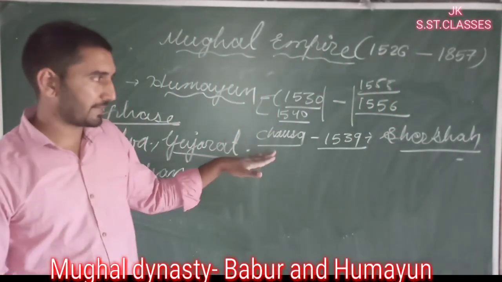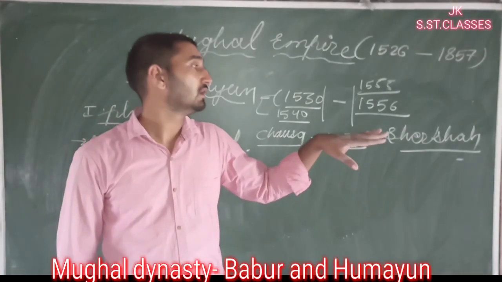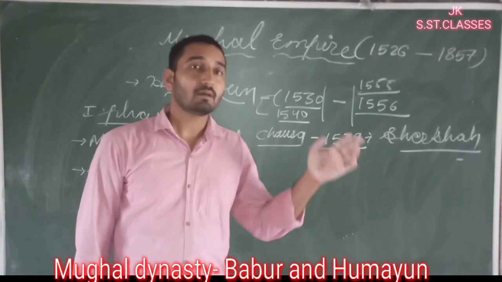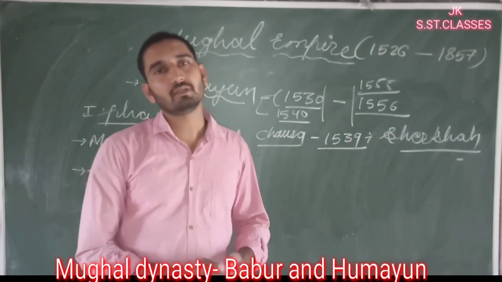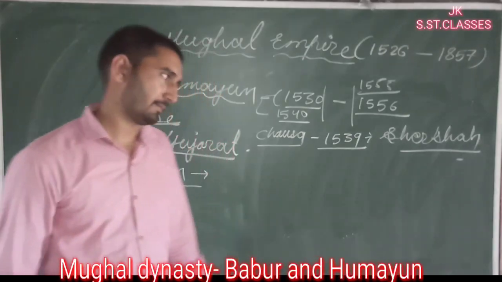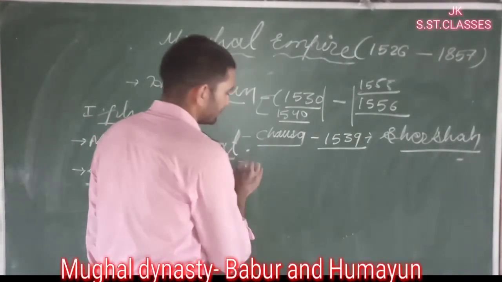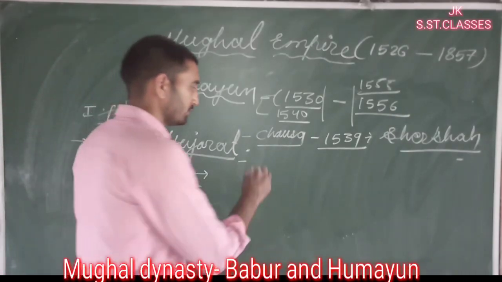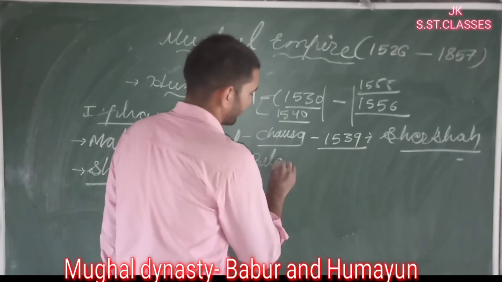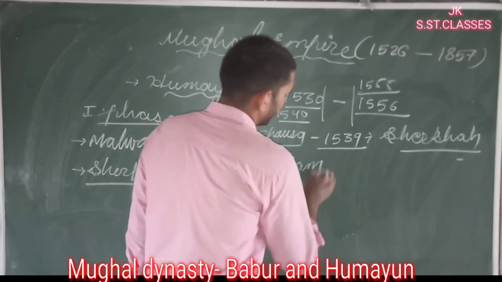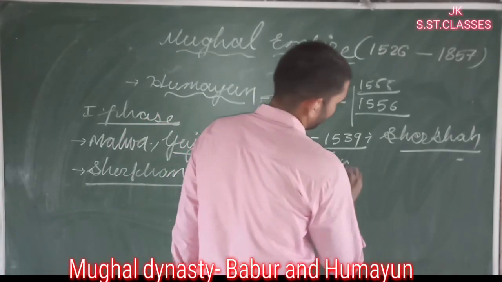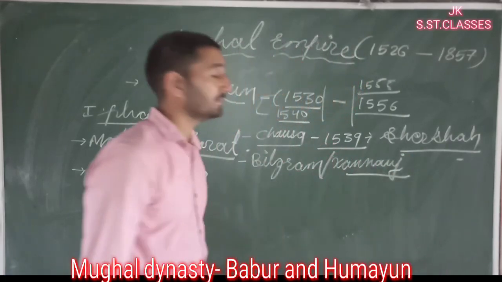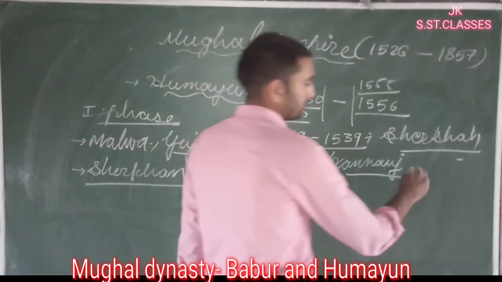So after winning the first battle, Sher Khan adopted the title of Sher Shah. The initial name of Sher Khan was Farid Khan. Now the next battle fought between Humayun and Sher Khan was the Battle of Bilgram, or we can also call it the Battle of Kannauj. Both are right.